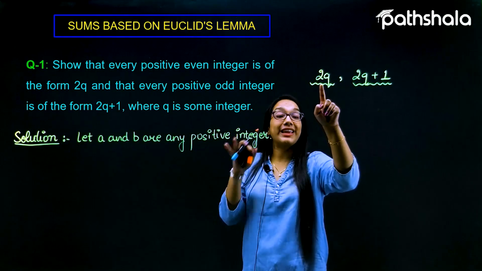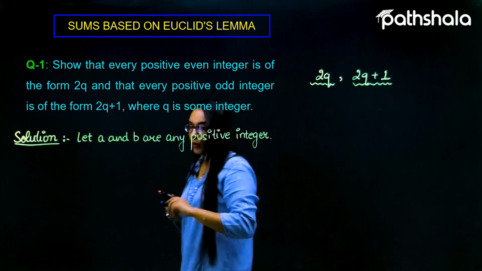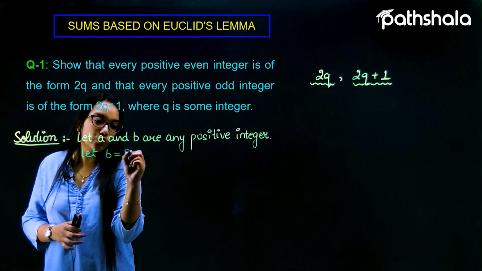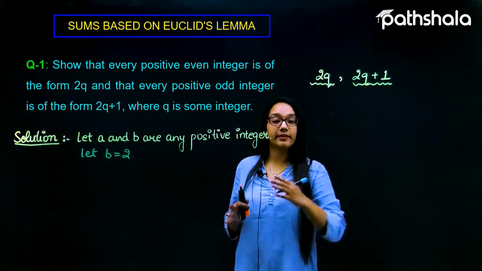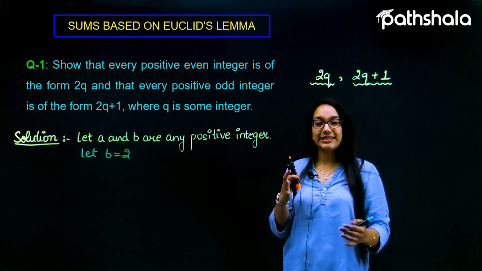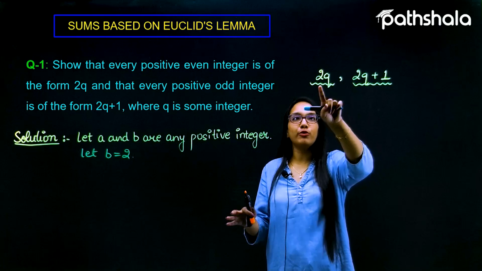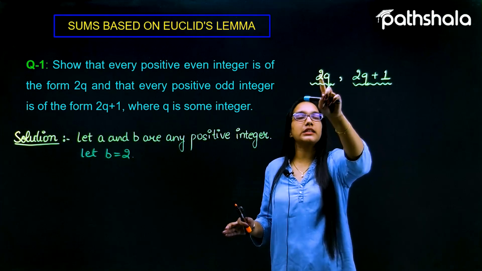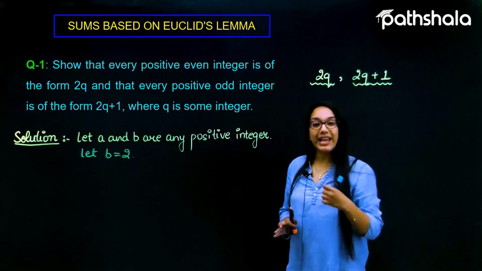So I am taking the number B as 2, because 2 is common in both of these numbers. So let B be equal to 2. The starting of this solution would be: let us suppose we have any two positive integers A and B, and we have to suppose the number B as some integer. As per the question, we have to form the number either in the form of 2q or in the form of 2q plus 1. And one thing common between these two numbers is the use of the number 2 over here and over here as well. So that is why I am taking the number B as 2.